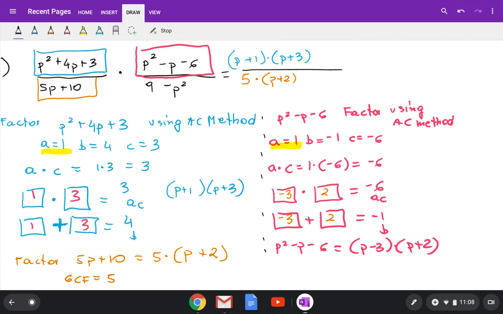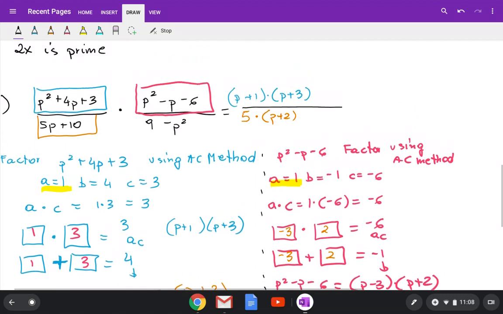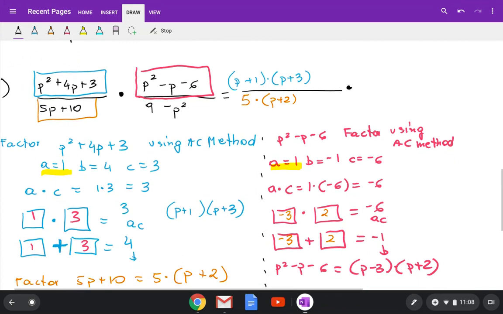Okay, so I'm going back to our problem. So now we are right here, times, and again, p squared minus p minus 6 is the same as p minus 3 times p plus 2.